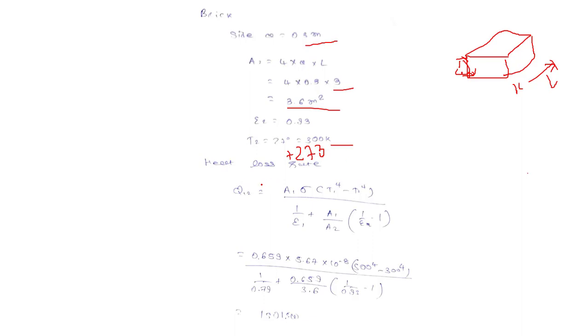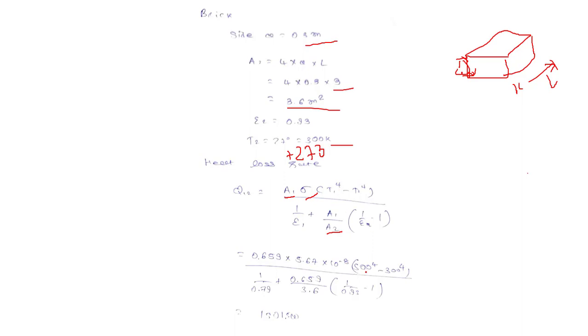Now for heat loss, we know the equation we already discussed for the cylindrical surface. Heat transfer is A1 sigma T1 raised to 4 minus T2 raised to 4, upon 1 upon epsilon 1 plus A1 upon A2 into 1 upon epsilon 2 minus 1. So we know the area for cylinder and area for brick. This is the Stefan Boltzmann constant. We need to remember the value of that. It is 5.67 into 10 raised to minus 8.